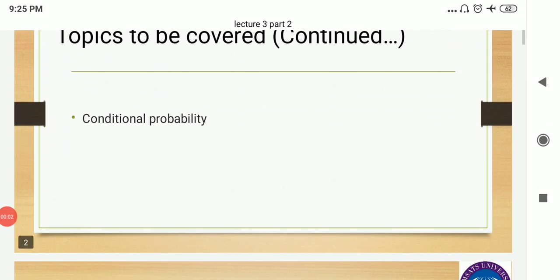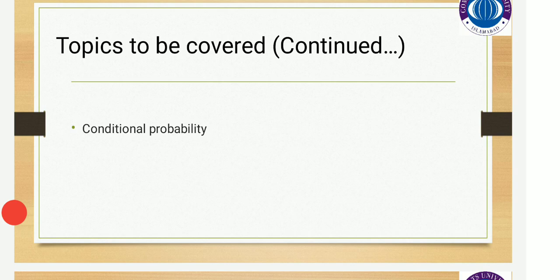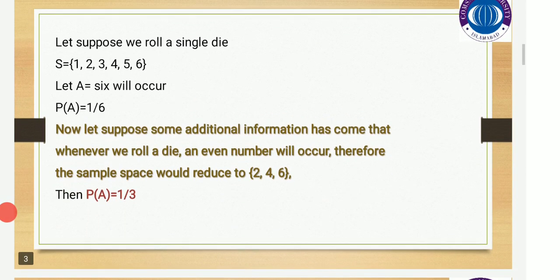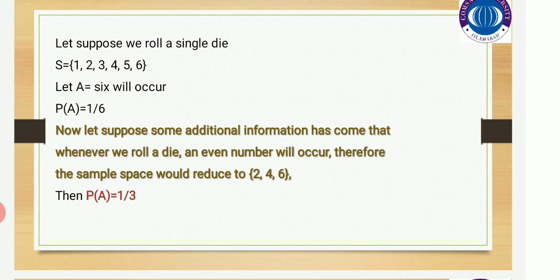In the second part, we will study the conditional probability. Now, first, let us suppose that we roll a single die, and as you all know, whenever we roll a die, we will get 6 outcomes: 1, 2, 3, 4, 5 and 6. Let us suppose an event that 6 will occur. It means that we are interested that the outcome should be 6.